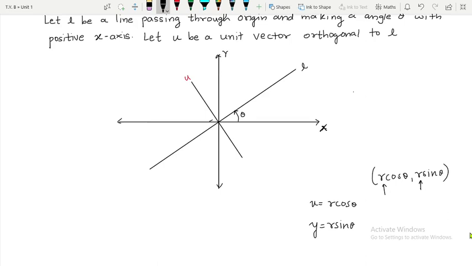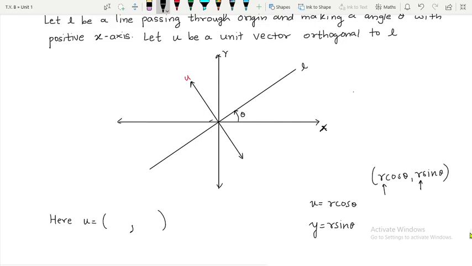Now I have to write my unit vector u. What will be my unit vector u? In order to write u, it will be in the coordinate form. What is my value of r for this unit vector? Since the name tells us it is a unit vector, the value of r is 1. Now the question is, what about the theta? The angle made by u with positive x-axis.